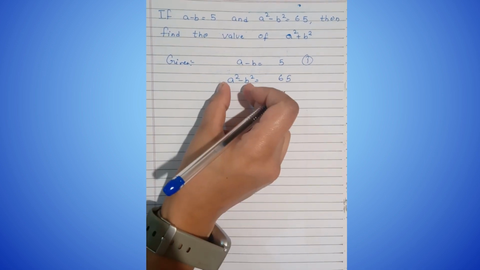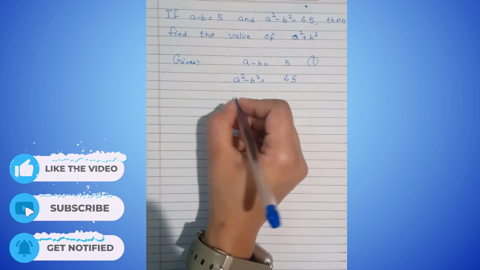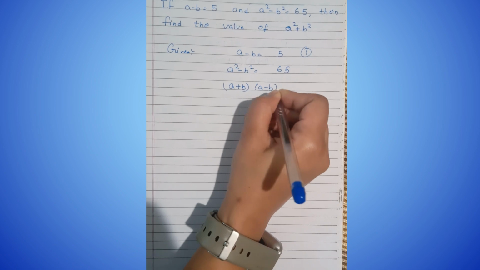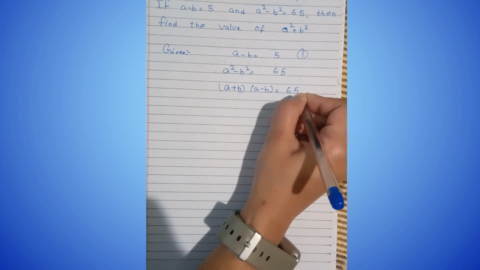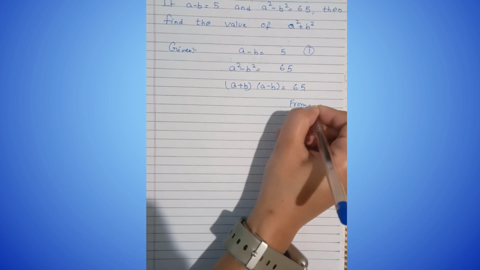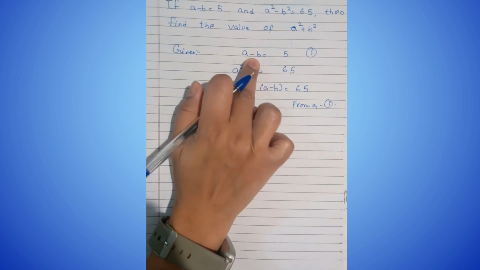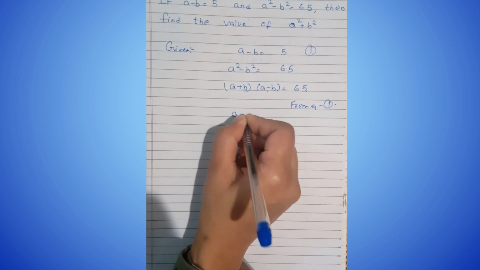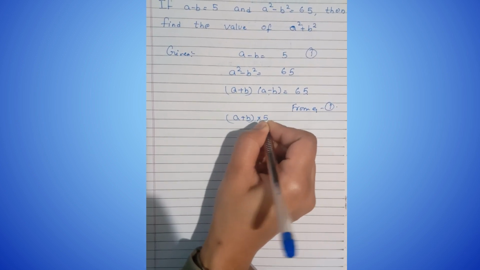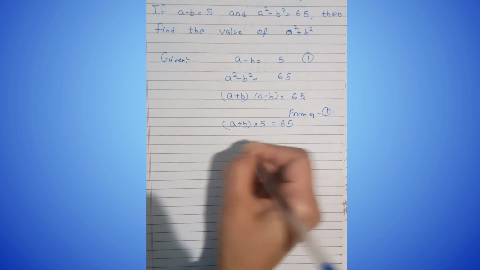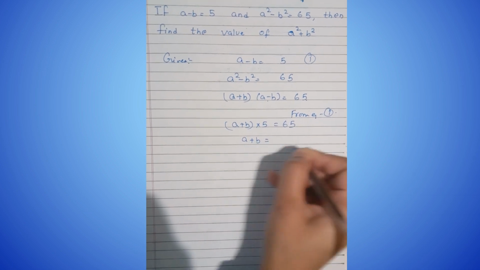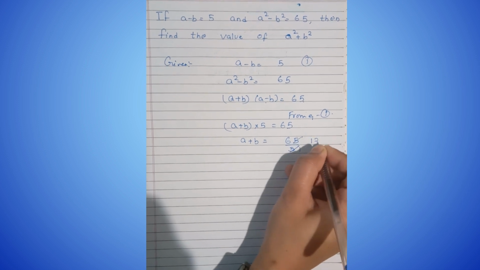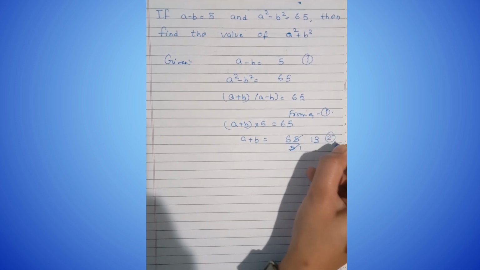We know that this is the identity. a square minus b square can be written as a plus b times a minus b is equal to 65. And from equation 1, it's given a minus b is equal to 5. So in place of a minus b, we can write 5. So a plus b multiplied by 5 is equal to 65. So a plus b is equal to 65 upon 5. That gives us 13. Now you can put it as equation number 2.